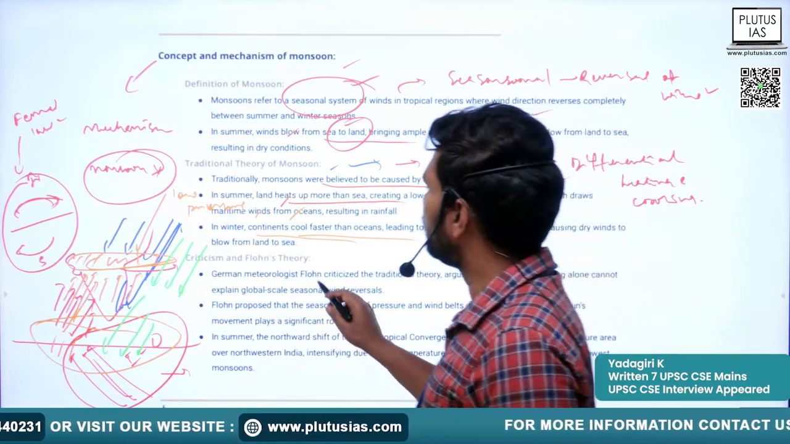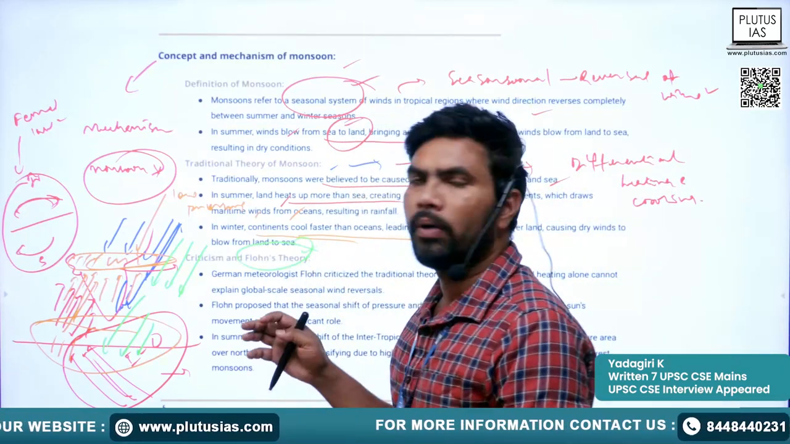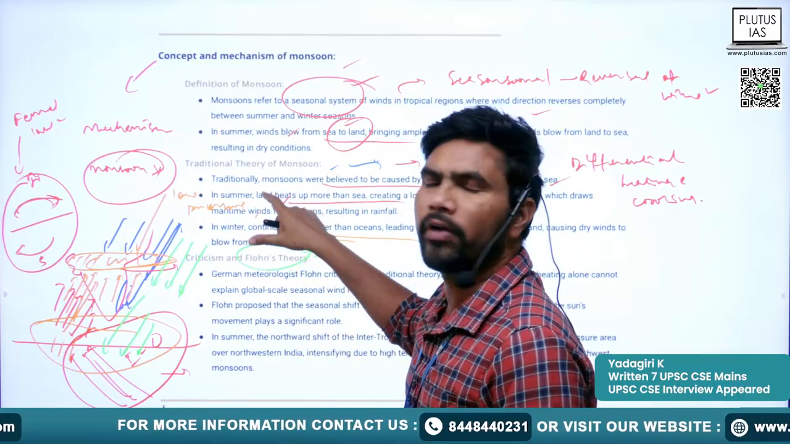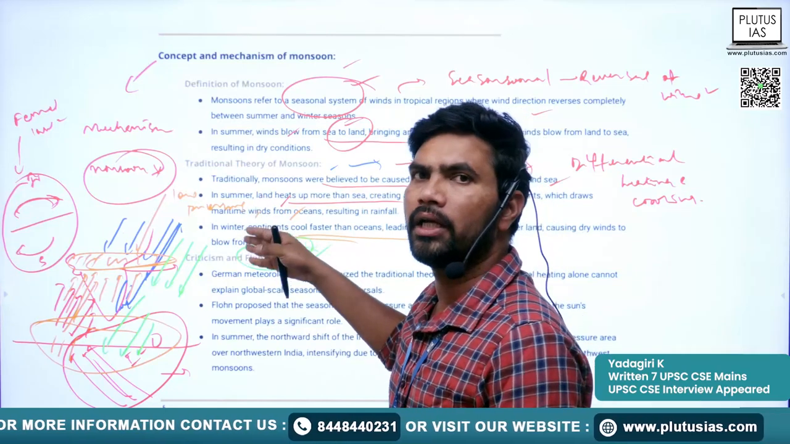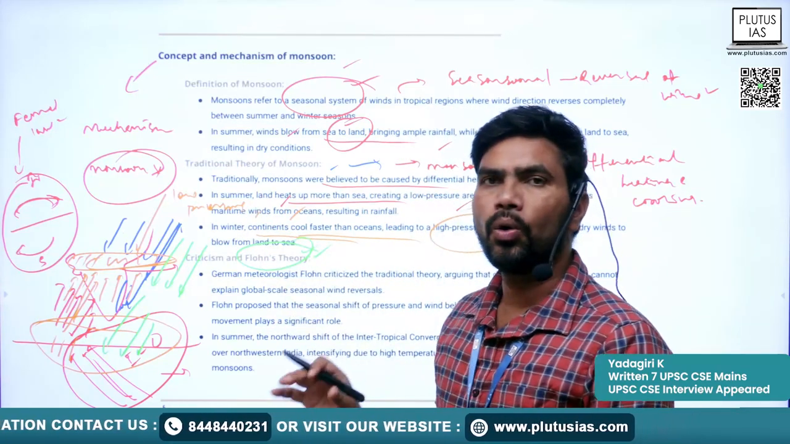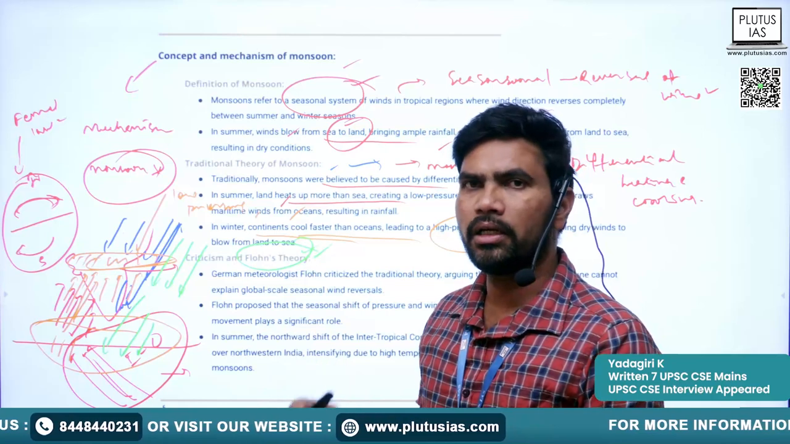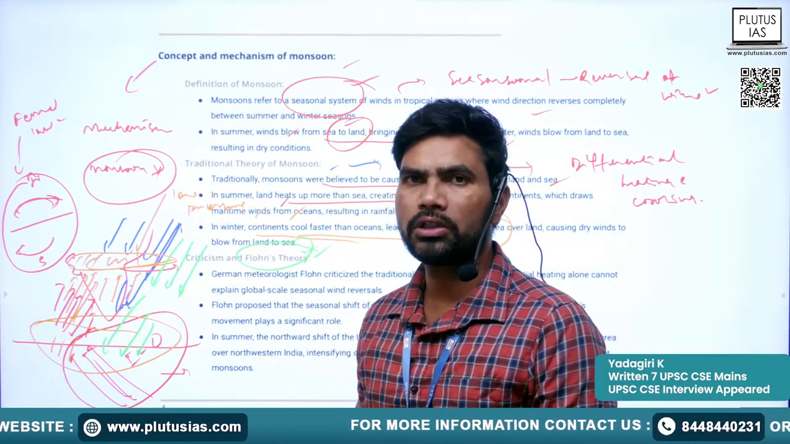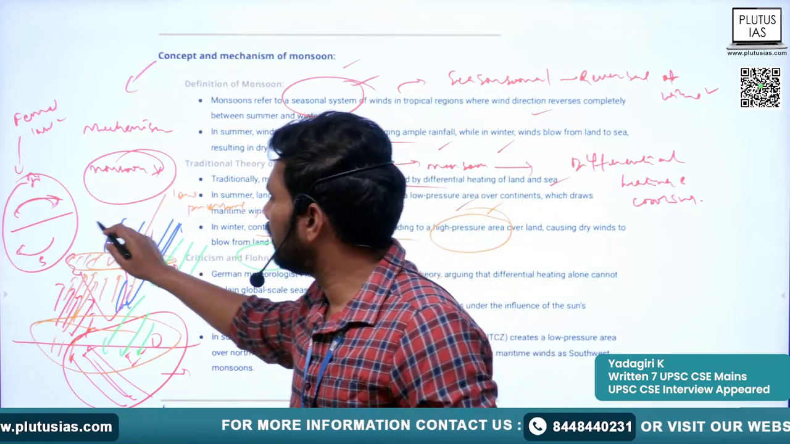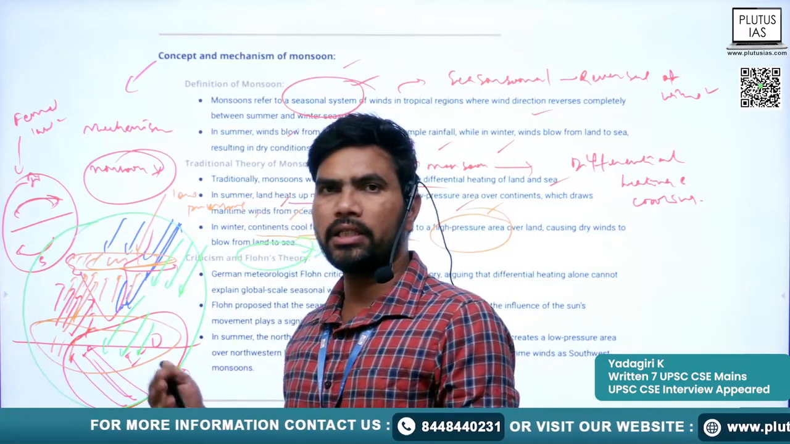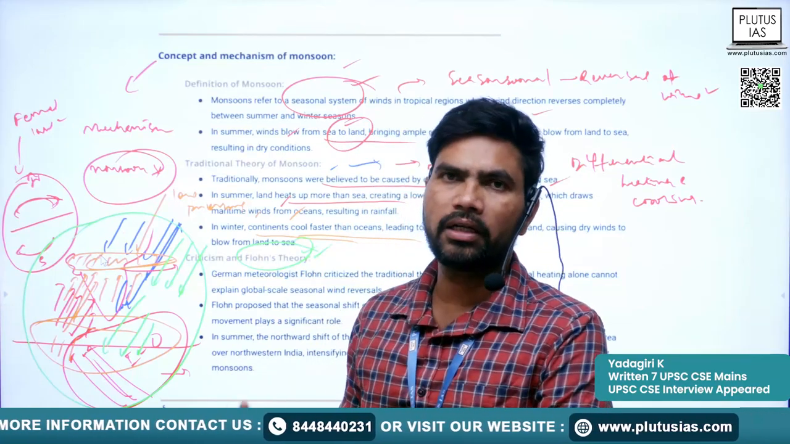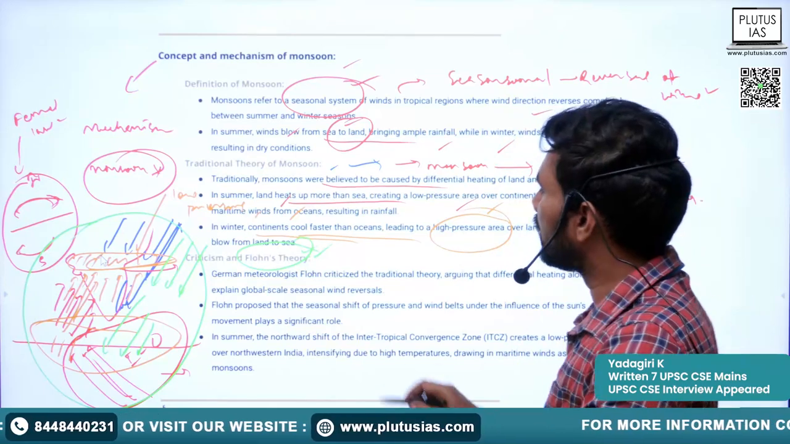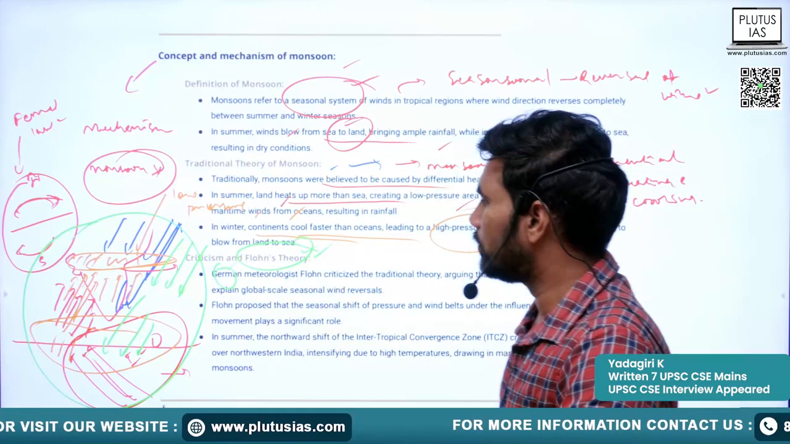Now, the criticism. One particular expert, Flohn, criticized this theory of differential heating and cooling. He said that this phenomenon alone, the differential heating and cooling characteristics of both land and sea, is not sufficient to explain the theory of monsoon. And further, he said that there are several other factors that affect the monsoons in India. Right. So basically, he comes from Germany.